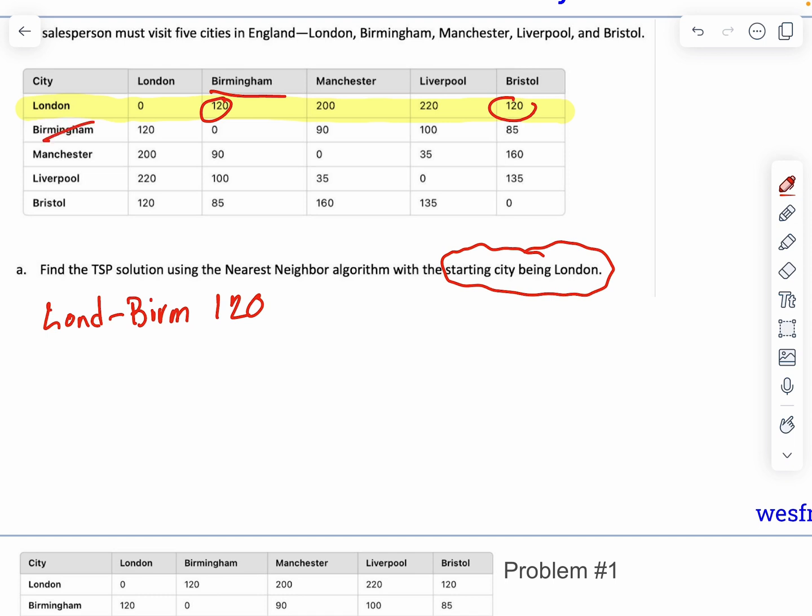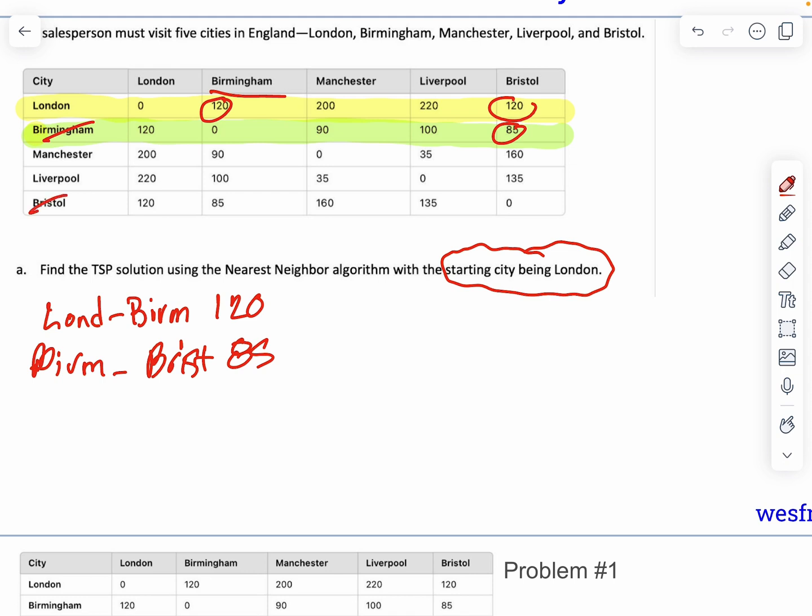So I have now been to Birmingham. So the question is, now that I'm in Birmingham, I'm going to also look across that table. Let's highlight it in green. Look across at Birmingham, and now, what is my nearest neighbor, the shortest distance that I need to travel to get to the closest city? And I can see it's 85. It's actually going to be Bristol, okay? So now my second leg is going to be Birmingham to Bristol, and that's going to be 85, okay? So I've been to Bristol.